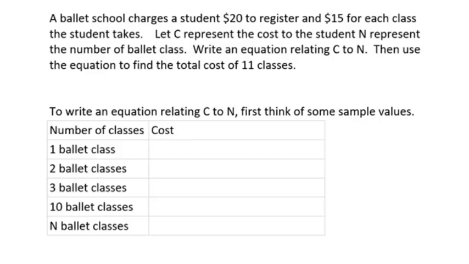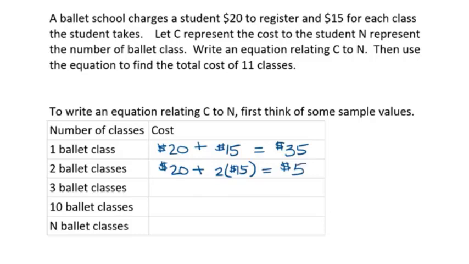So when you're first trying to write an equation relating two variables, first think of some sample values. What I mean by that is if you went to the ballet class and you were going to sign up for one ballet class, how much would it cost you? Well, it would cost you $20 to register, plus $15 for that one class. So you'd be looking at a total of $35. If you were to take two ballet classes, you'd have that $20 registration fee plus 2 times 15 to pay for the two $15 classes, and you would end up getting a bill for 20 plus 30 is $50.